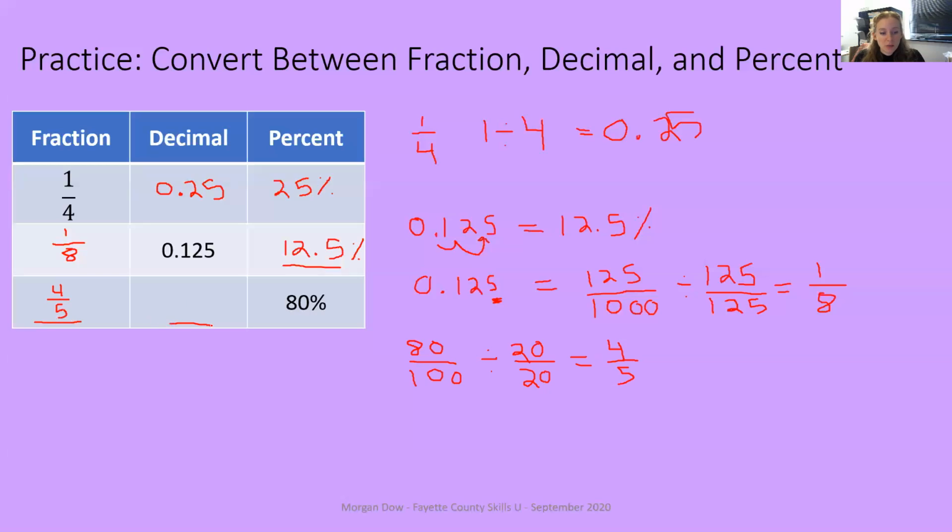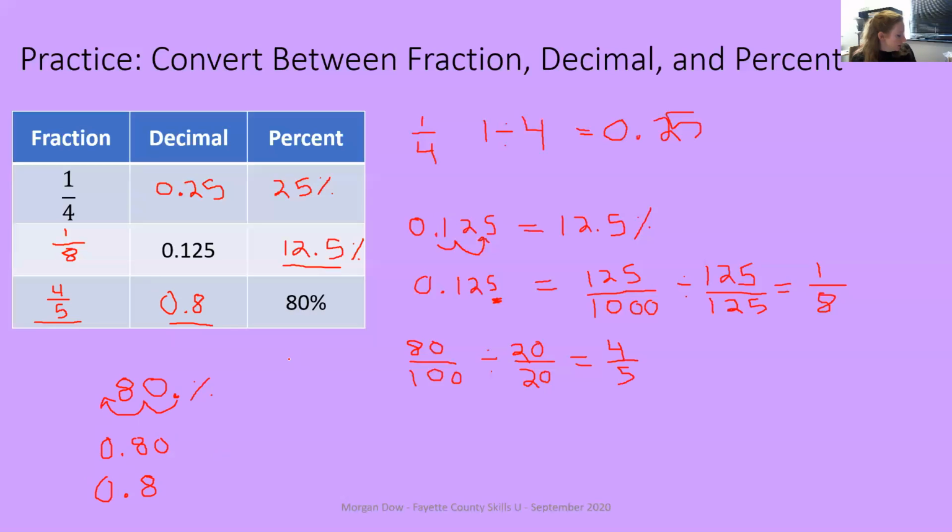Okay, now let's do the decimal. So you could take 4/5 and change it to a decimal, or you could take 80% and change it to a decimal. Let's do 80%. So what does 80% look like as a decimal? Well, 80, we divide by 100, so we move our decimal point over 1, 2. And so we end up with 0.80, or we can drop that 0 at the end. We could write it as just 0.8.